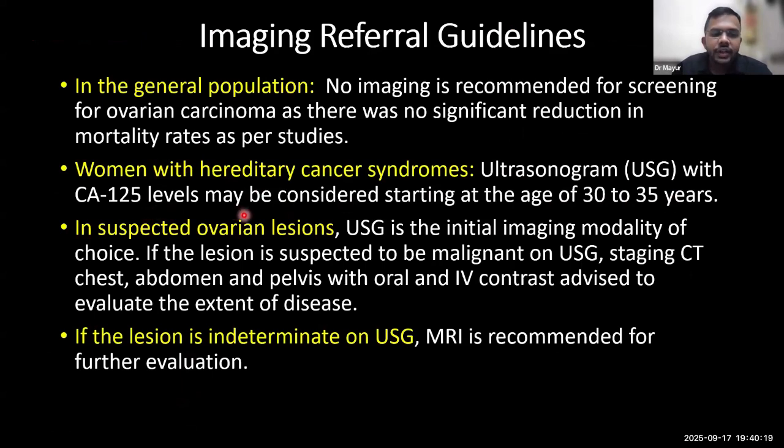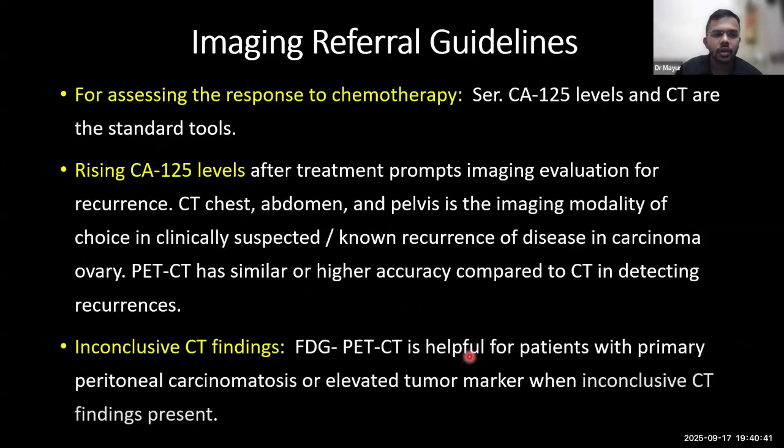In suspected ovarian lesions, USG is the first-line imaging modality of choice. In case the lesion is confirmed to be malignant on USG, we have to directly advise a staging CT chest, abdomen and pelvis along with oral and IV contrast medium. If the lesion is indeterminate on sonography, then only we go for MRI.